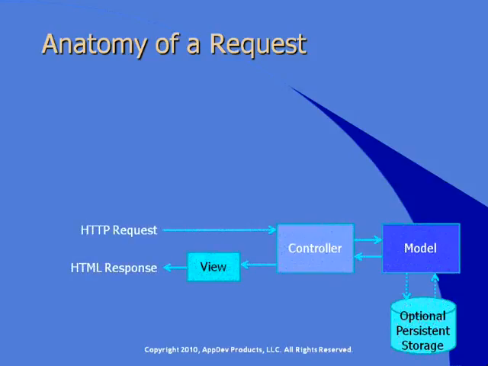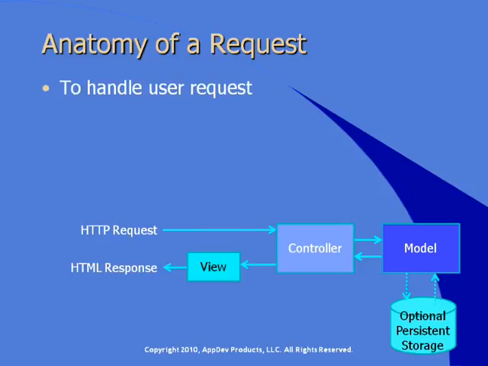So that shows how the overall request goes from the request to the controller, which interacts with the model, which may or may not interact with some sort of back-end persistent storage, returns information to the controller, which then selects a view and produces a response to the user.